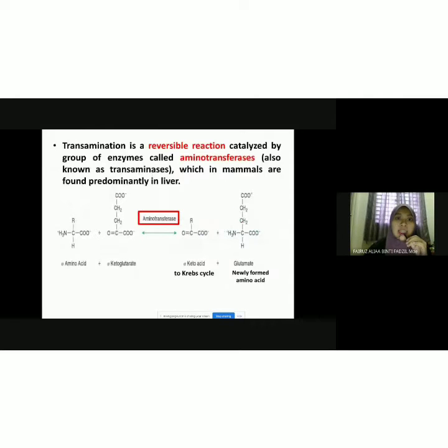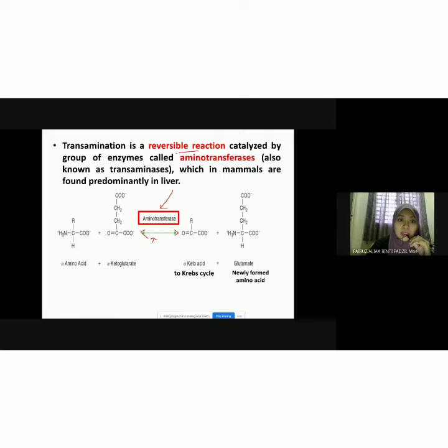Another thing that you have to remember: transamination is a reversible reaction. That's why you can see the arrow here is reversible. We have two heads because it is reversible. And then another one is the enzyme. This enzyme is also important. You have to remember it in the exam.